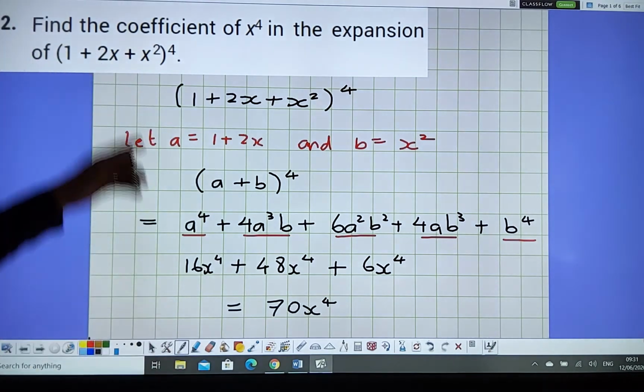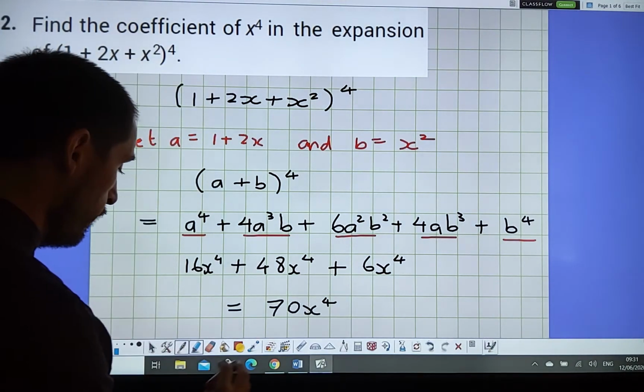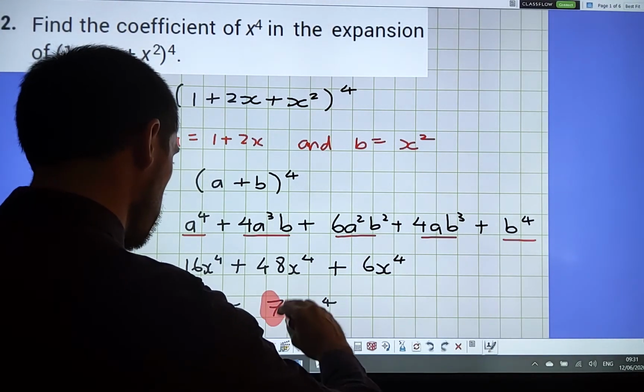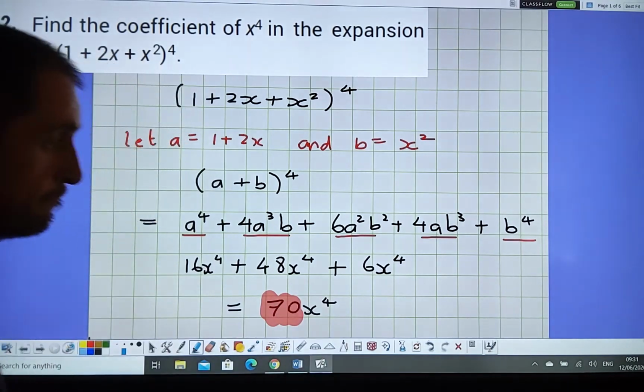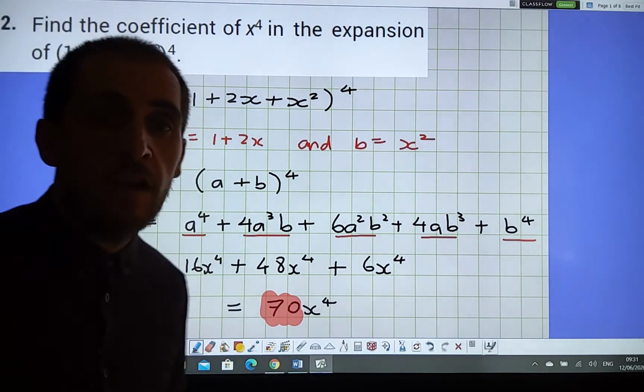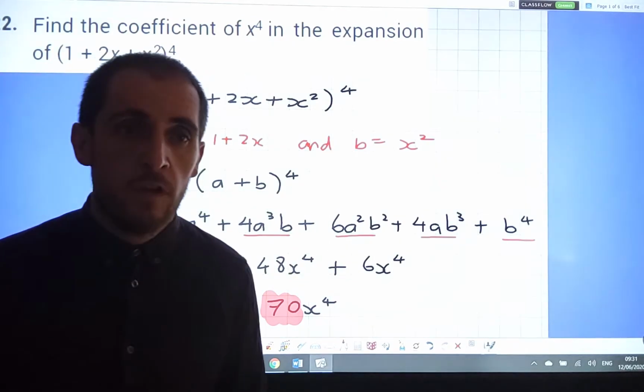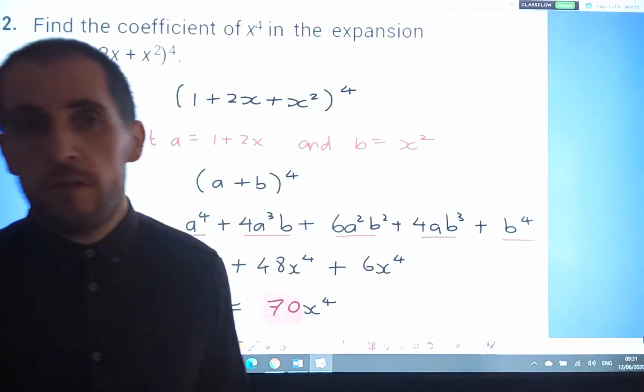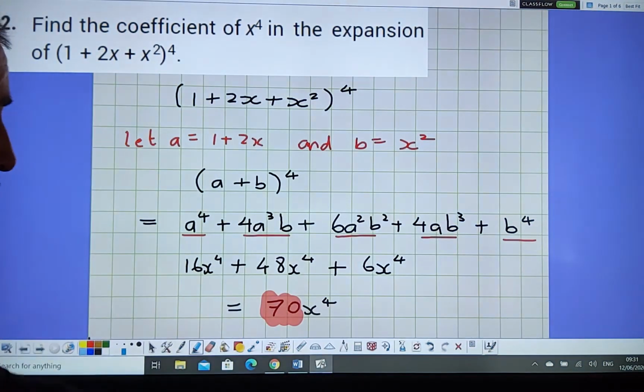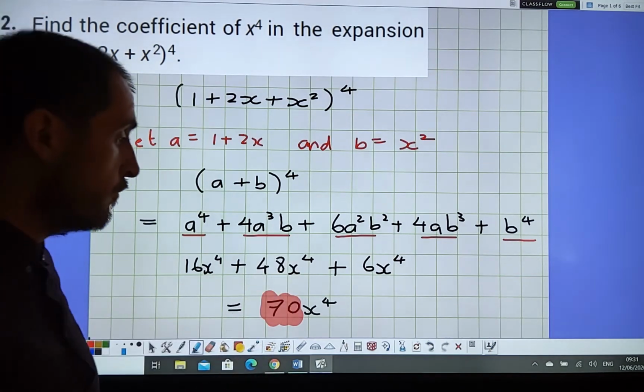So what we're asked for is the coefficient, and the coefficient of x to the power of 4 in that question there is 70. So again with that one there, it's being efficient, cutting out what you don't need. Only expand what you need. I'm just always looking for the x to the power of 4.